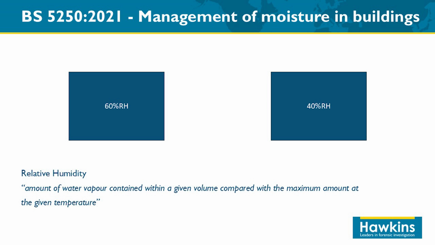If there were two rooms, one at 60% and one at 40% relative humidity, just by using those figures, it isn't possible to tell which is damper, because relative humidity only relates to how much moisture the air can hold at the temperature it's at. So if you heat a room up, hot air can hold more moisture, so it needs to be looked at in combination.